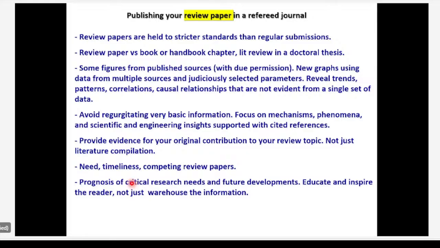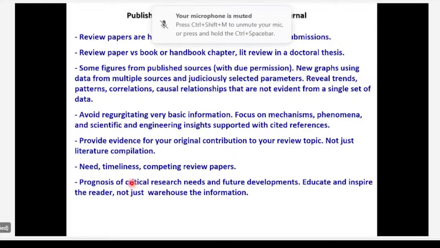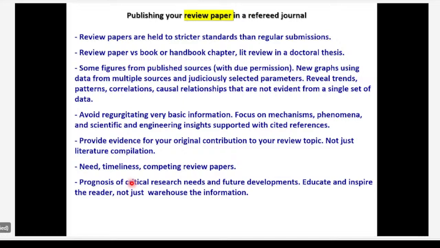And you want to explain the need and timeliness of the competing review papers. If there are other review papers on the same topic, then you cannot just say, okay, I'm going to write another review paper. No, you have to justify why your review paper is needed when there are 3 other review papers in the literature on that topic. So place your work in a competitive way against other review papers.